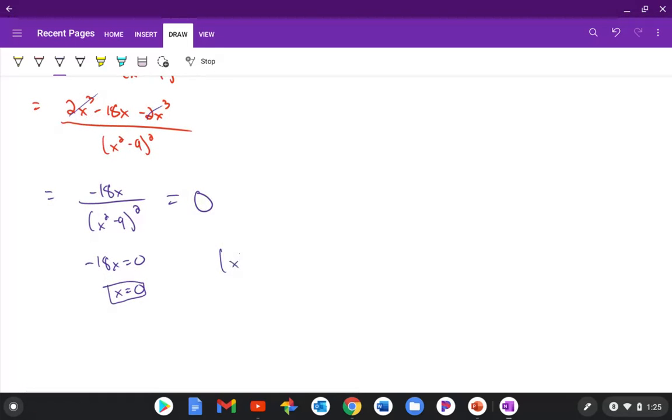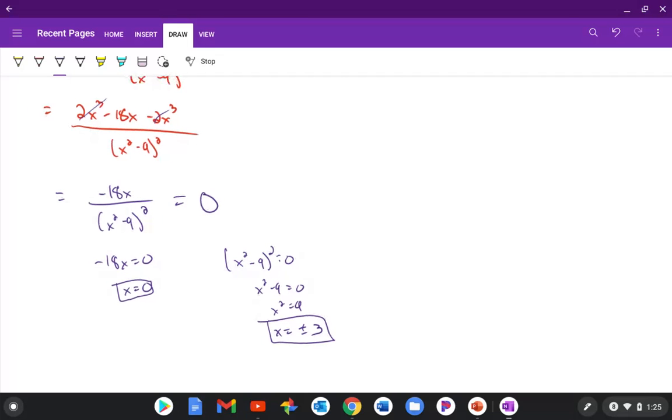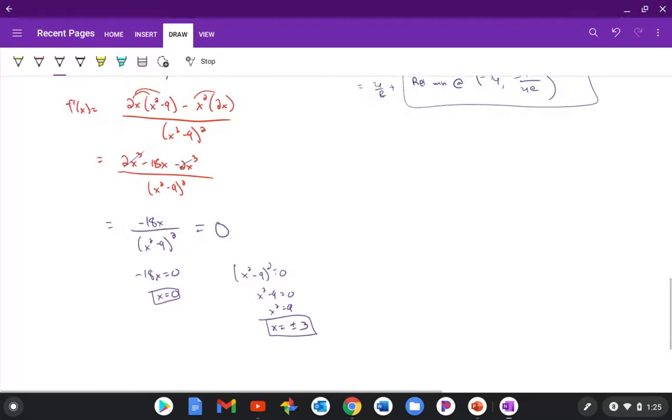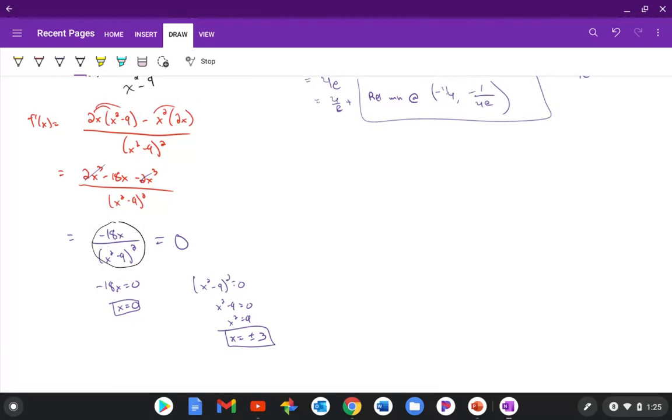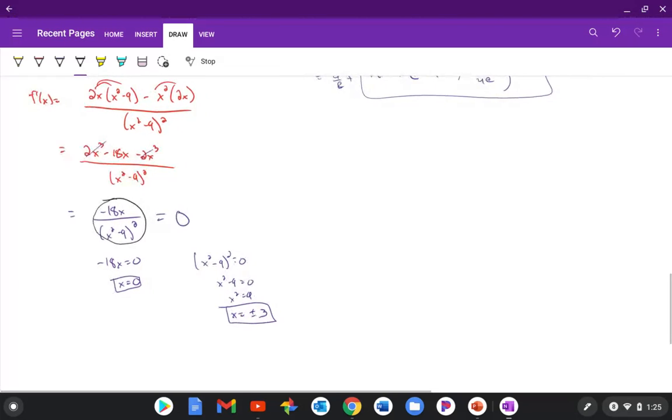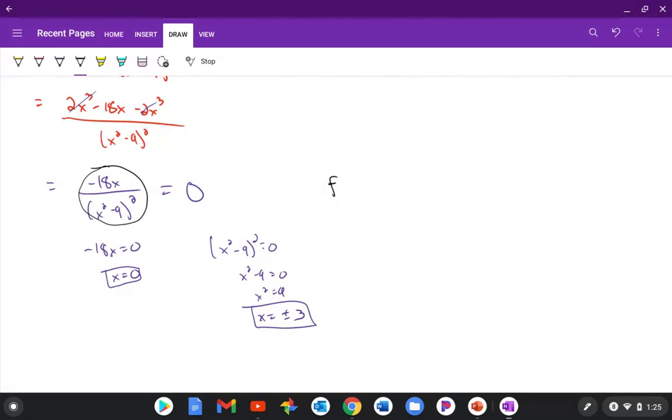And x squared minus 9 squared equal to 0. We get x squared minus 9 is 0, so x squared is 9. And remember on this one that it is both plus and minus 3 when you take the square root. So don't forget that critical number. It's a very common mistake. So those are our 3 critical numbers. However, we do need a second derivative still. So I'm going to take this version of our first derivative because it's going to be way easier to differentiate.